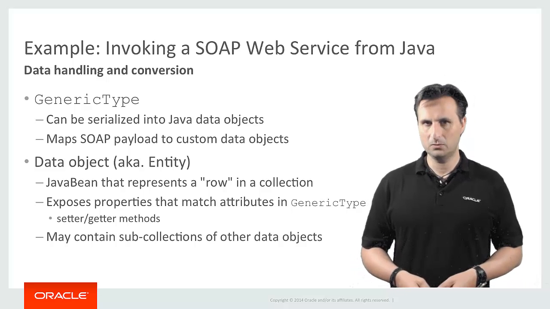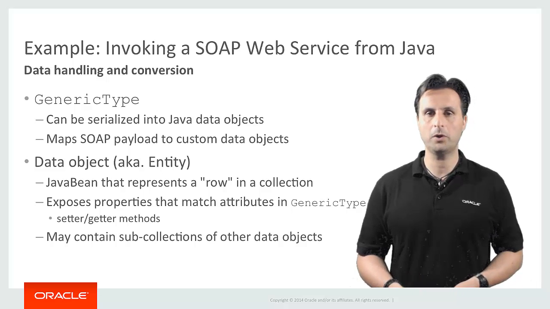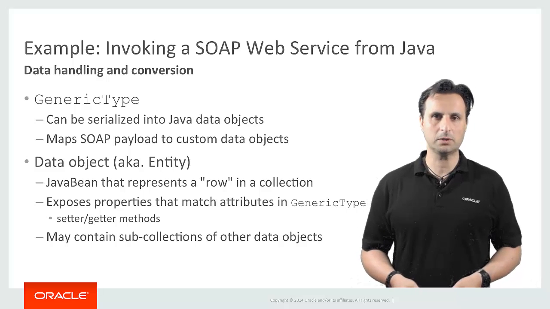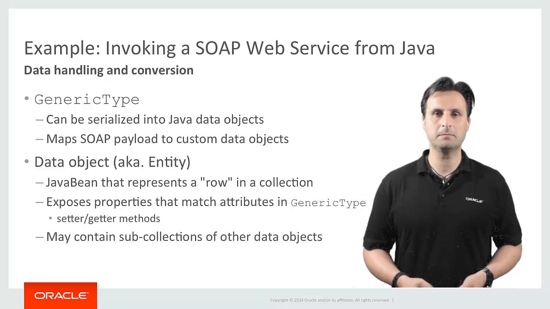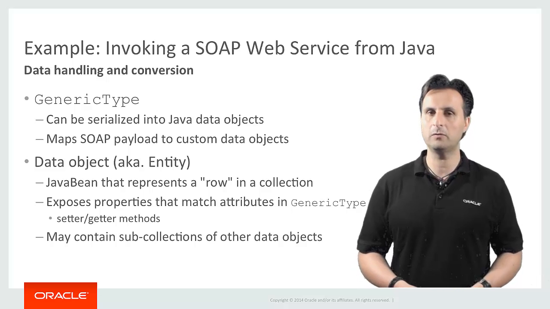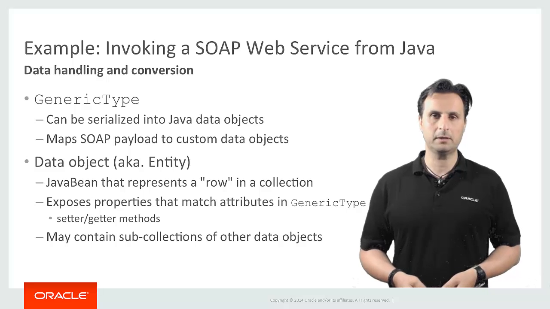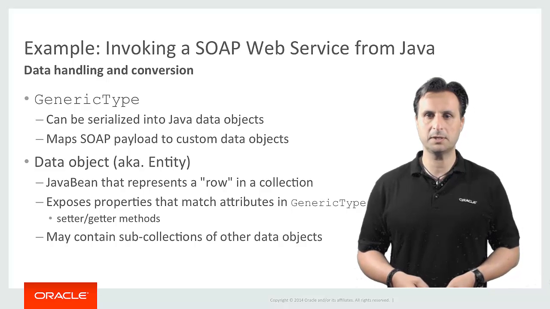What if it doesn't? Well, if you're missing out on one of the properties, it will be just ignored. So the parsing will happen, but this property that we find in the payload but don't find in your Java class, that will be ignored. So it will not cause a problem.